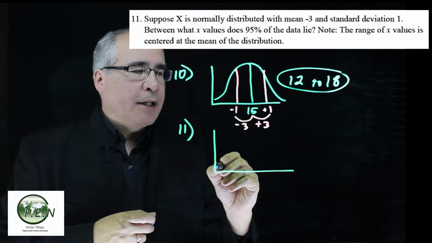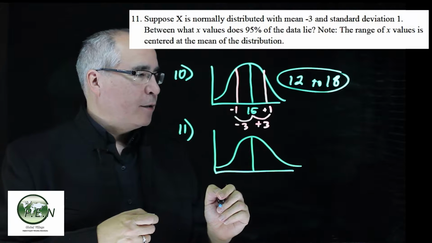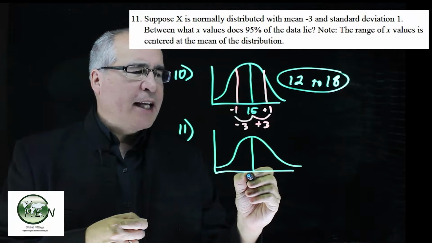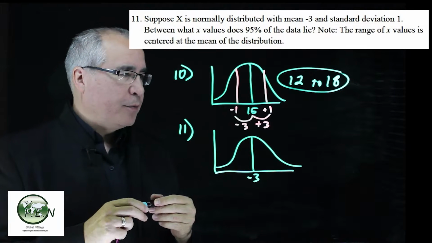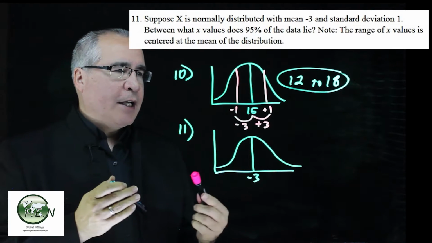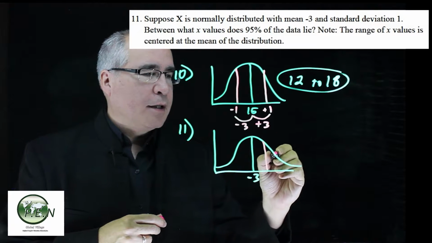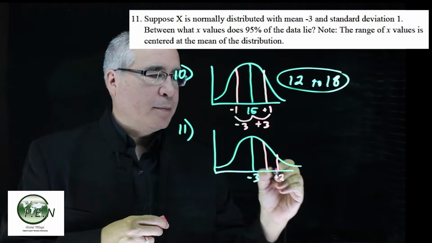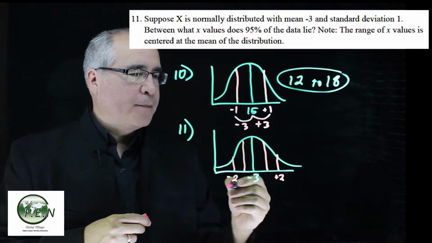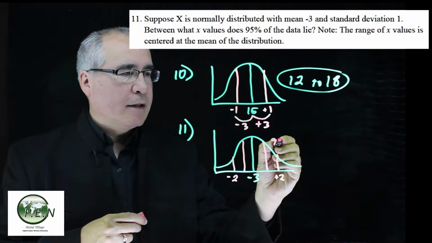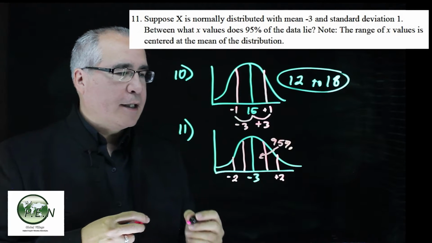So we draw our curve again. Here's our mean. This time the things are a little bit different. It's got a mean of -3 and a standard deviation of 1, so we'll use that in a moment. But what's 95% of the data? Well, that's 2 above, so here's 1, 2, so it's plus 2 above to minus 2 below that will give us 95%. So in all this area here.